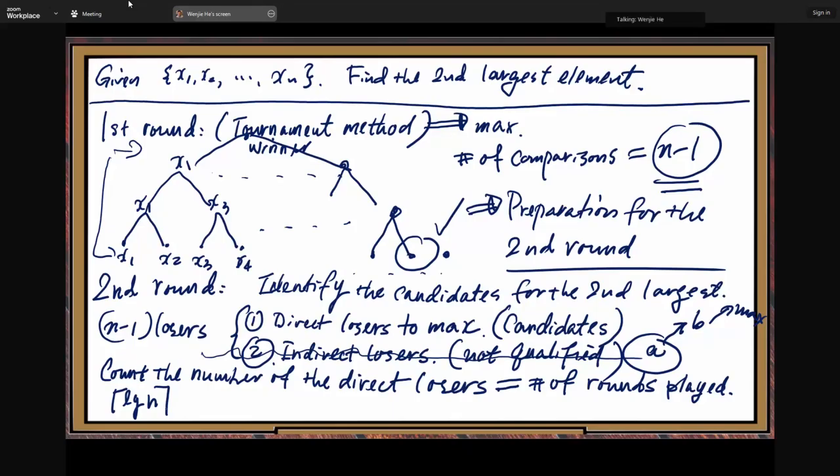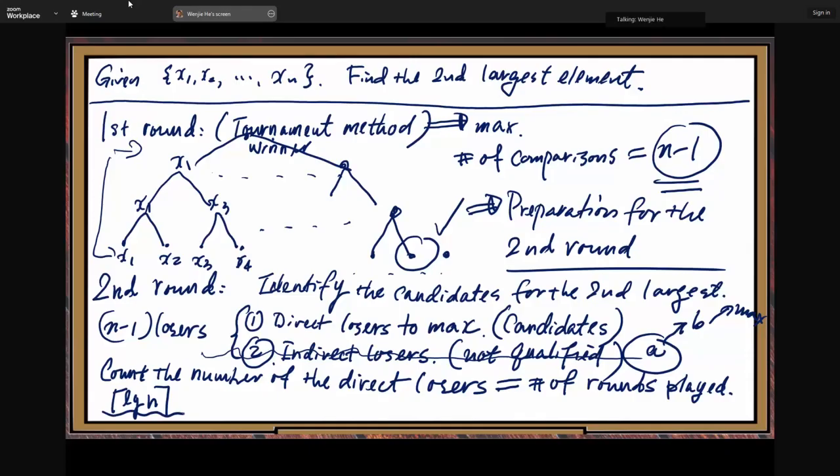Remember, some players get to move to the next round directly, idly. That's why we need to round it up, not round it down. So this many direct losers, they are the candidates for the second largest.